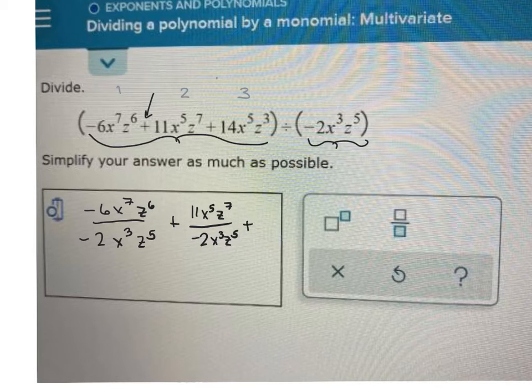And then I have another plus sign, which is this one, plus 14x5 z3. And I'm going to divide it by negative 2x cubed z5. So now we just have to simplify this.